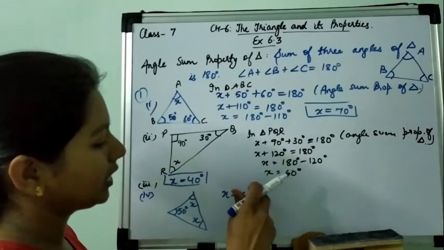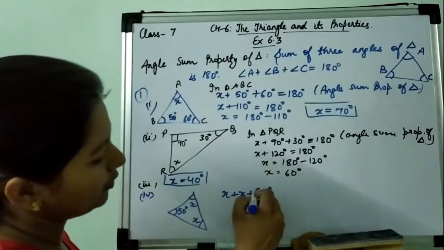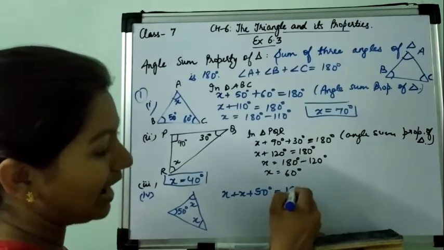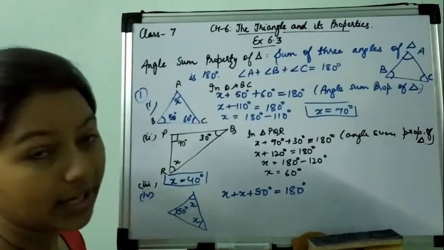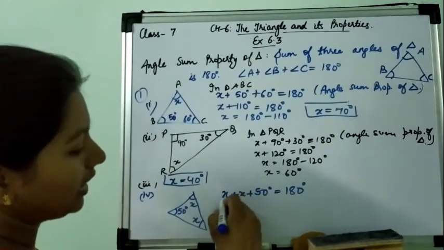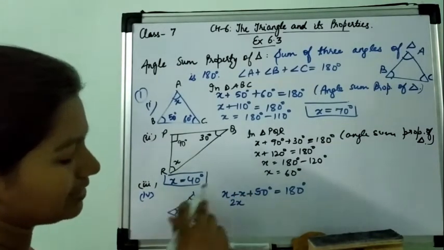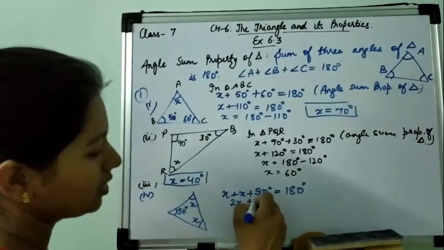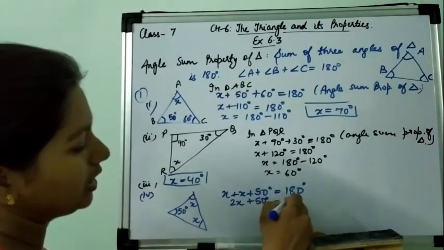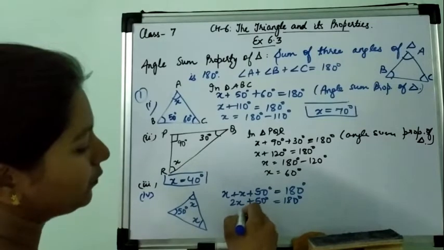अंदर की तीन एंगल हमारे क्या हैं? x और 50 degree. So on adding all these three, we should get 180 degree. एक x और दो x प्लस करने पे कितने x एक साथ प्लस हो जाएंगे. So 2x plus 50 degree is equal to 180 degree.